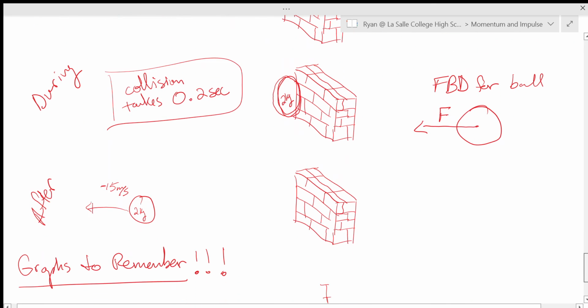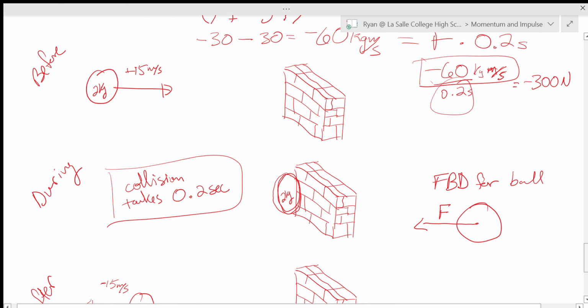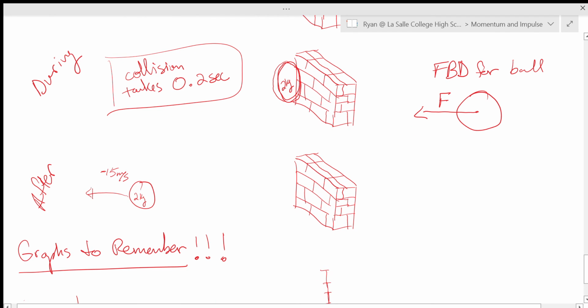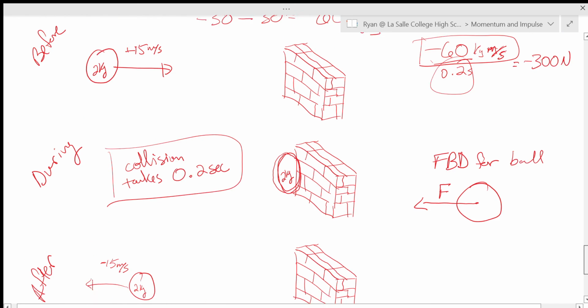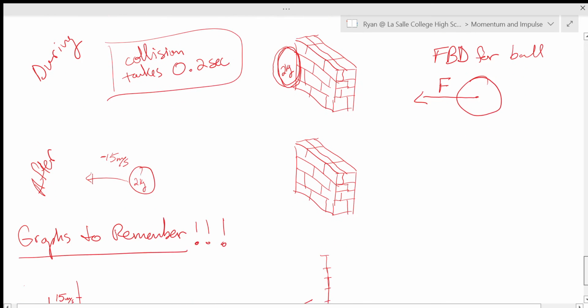All right. Oh, I'm sorry. Here's the whole scenario. So, ball comes in with positive 30. The collision takes 0.2 seconds. That's the squishy part where it's actually touching the wall, being forced, and it happens very quickly. And then afterwards, the ball leaves with negative 30 kilogram meters per second. Right. So that's where we were getting our values from. That was done earlier in the video, first video.